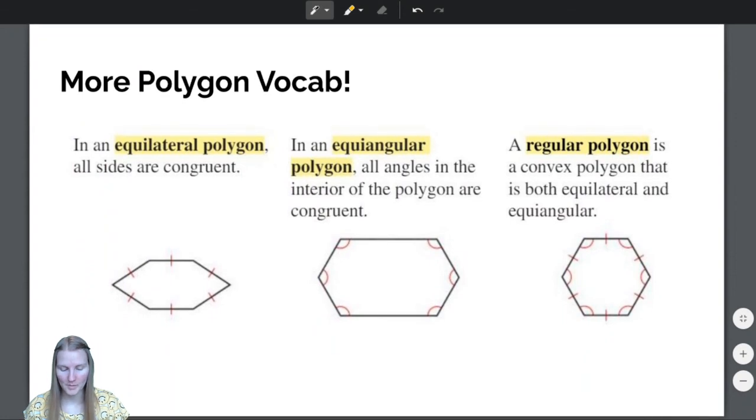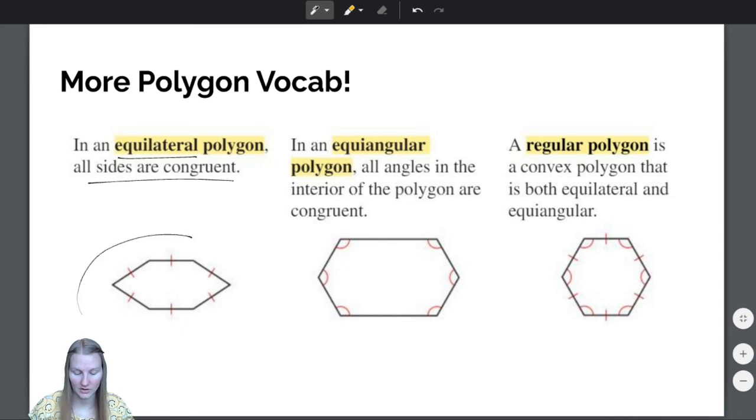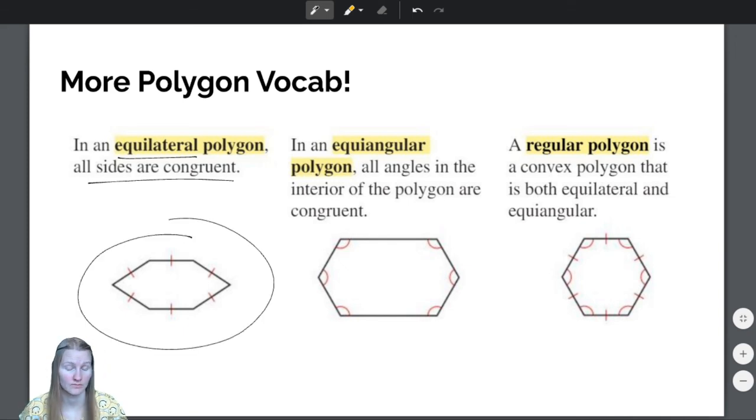So some more polygon vocab. We learned about equilateral triangles in section 5.1 and section 5.4. In an equilateral polygon, all sides are congruent. So if we say equilateral polygon, that just means that every side has the same length. So it could look something like this.